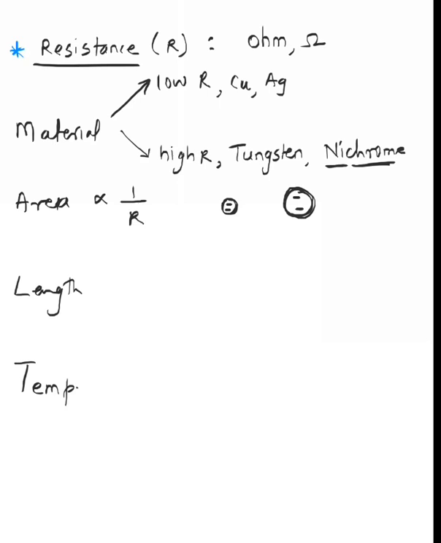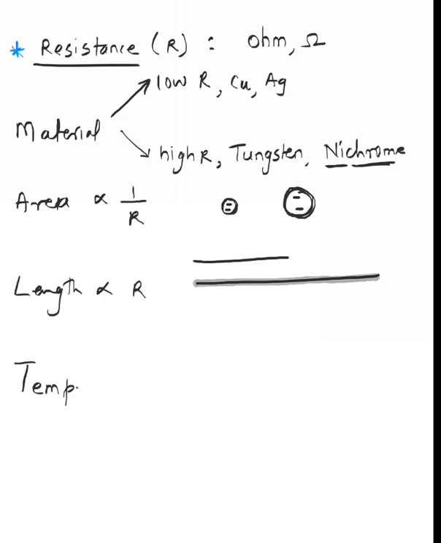Length is directly proportional to resistance. So if a wire is longer, it is going to have more resistance. Simply why? Because the electrons have to travel a longer distance, so they have to go through more amount of friction, or collision, or resistance.